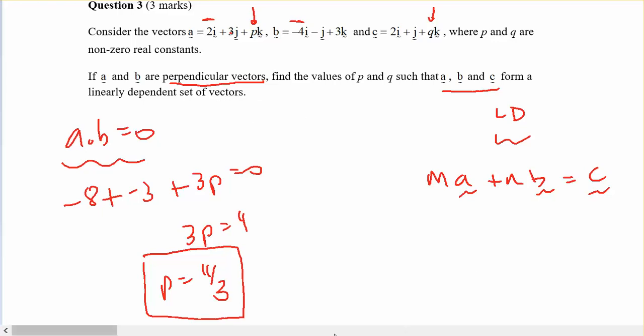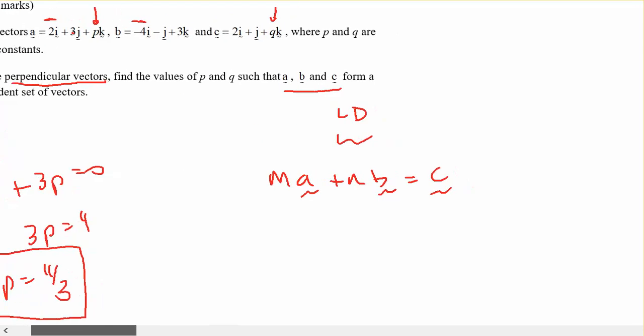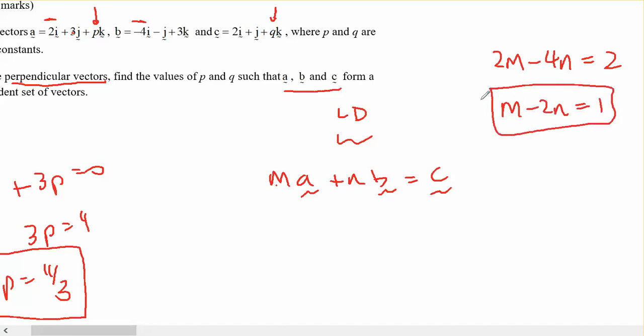We know that they're linearly dependent, so therefore I know that M times A, so 2M minus 4N equals 2. That's using M times the A component of the i plus N times the B component of the i equals the C component of the i, and dividing all that by 2, I get M minus 2N equals 1 as equation number 1 that I'll solve simultaneously.